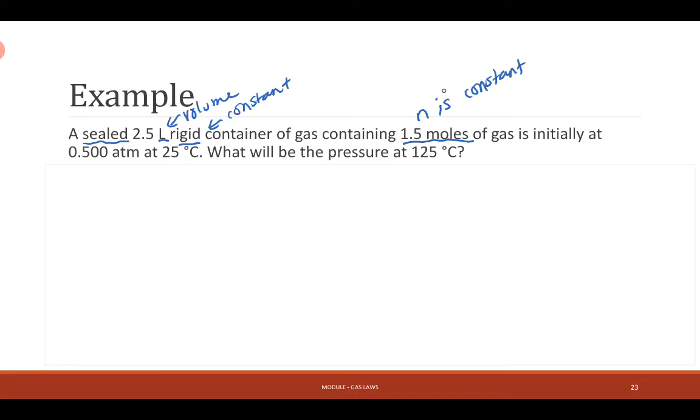When we say things are constant, that means they are not changing. We need to look at things that are changing. So our initial pressure, atmospheres is a pressure unit, so our initial pressure is 0.5 atmospheres. Our initial temperature T1 is 25 degrees Celsius. What will be the pressure at 125? So we do not know our second pressure. That's our unknown. And we are given our final temperature.